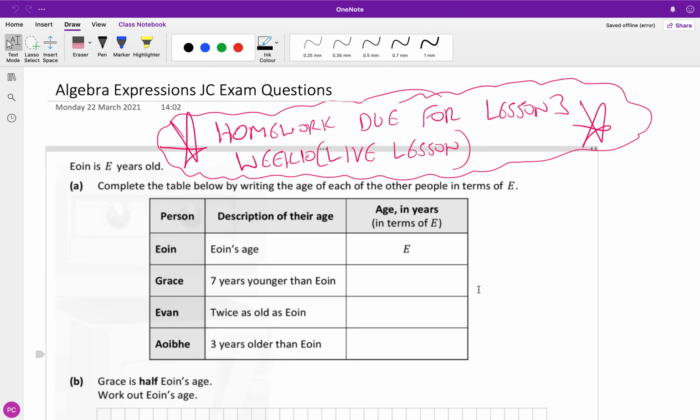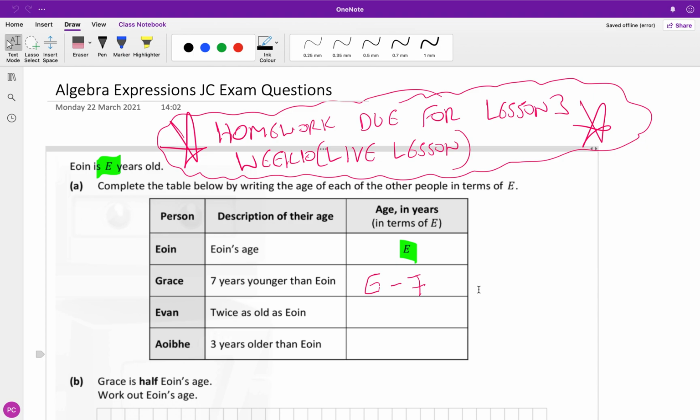Okay, so let's have a look at some of this algebra, right? So they're saying here that Owen is E years old. We don't know what E is. It could be 10, it could be 100. We're not sure. They put it in the table there for us as well. But this is all in terms of E now. Write down Grace's age. Well, if Owen is E and Grace is 7 years younger than Owen, well, Grace is going to be E years minus 7. 7 years younger, so less.